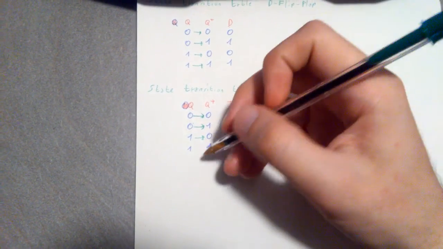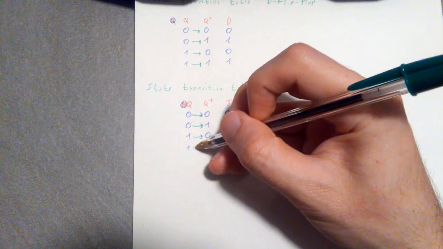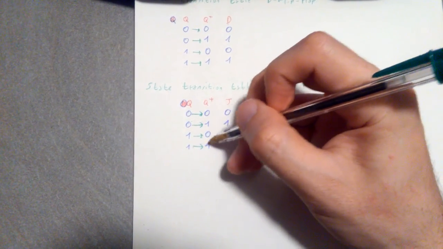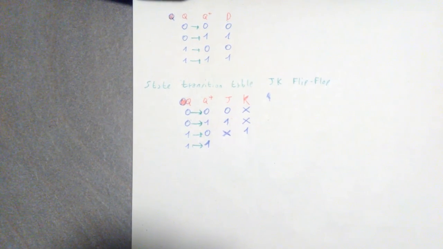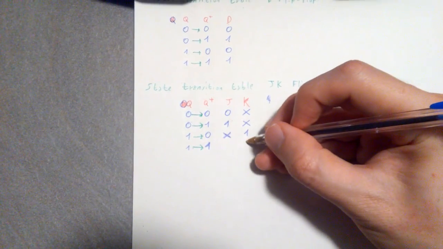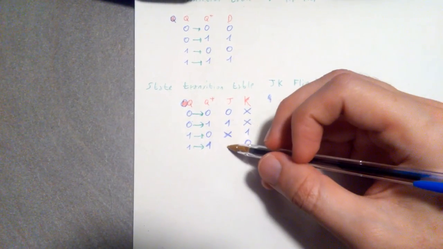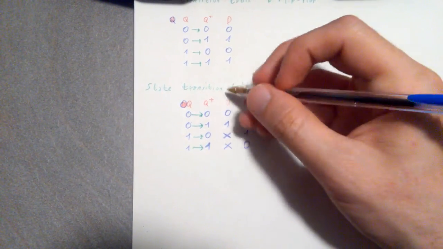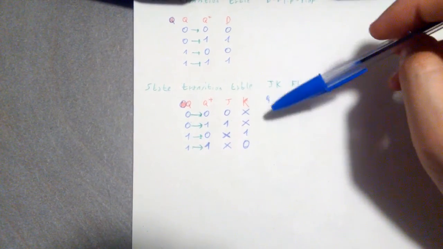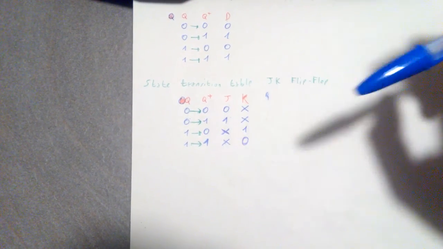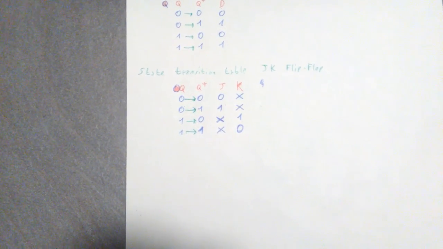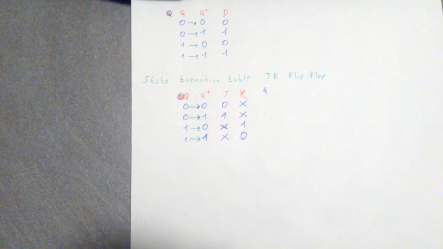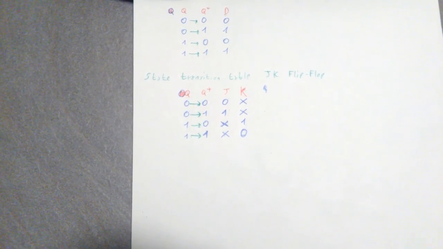And again, if we are at state 1 with output 1, we still want to have this output. So 1, we want to have K, our reset, to 0, and at this point it doesn't really matter how you put set because we have reset to 0, so it's a don't care. So yeah, this is basically the state transition table for the JK flip-flop.